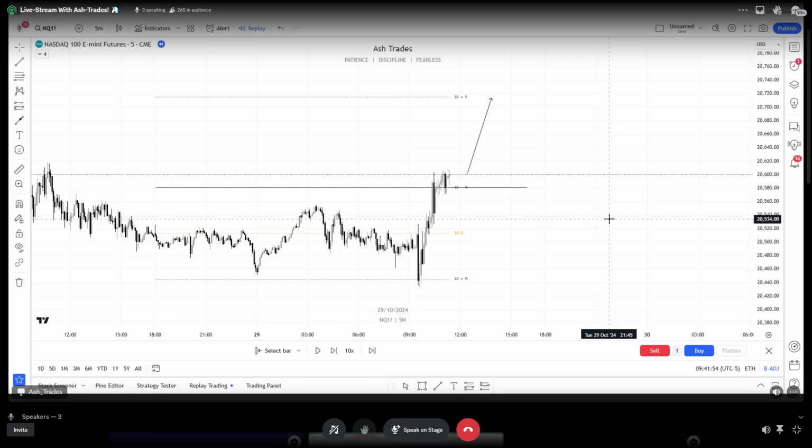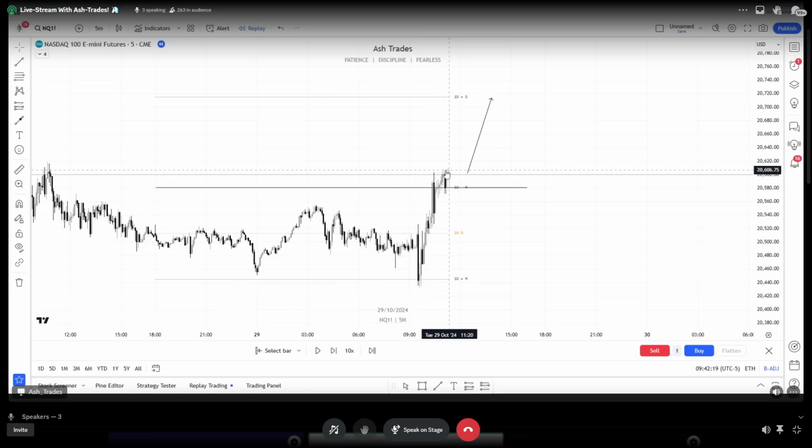Our next logic or understanding of the stat map. You get a range, you look for manipulation of the range. You can understand if it's manipulation because after deviating from the range, do we get a change in the state of delivery? Yes or no? If we get a change in the state of delivery, then you can target the other side of the range.